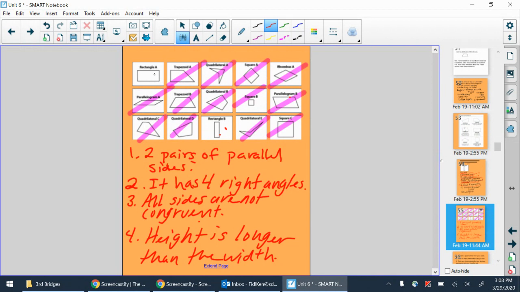Rectangle A is wider than it is tall. So then my person solving this would be able to say, oh wait, this one's wider. So what am I left with?